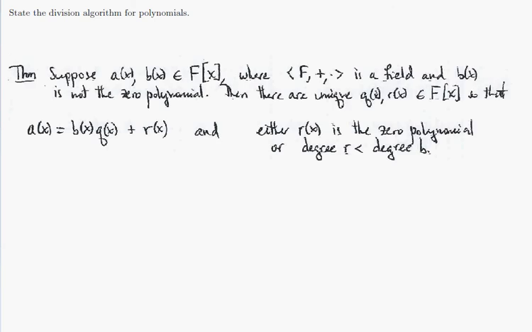Suppose that a of x and b of x are polynomials over a field. So the notation F[x] means that the coefficients come from the field F. And examples of F could be polynomials with either rational coefficients or real coefficients or perhaps complex coefficients. Those are the most common fields that we think about in the secondary curriculum.